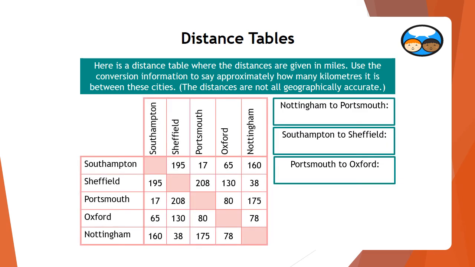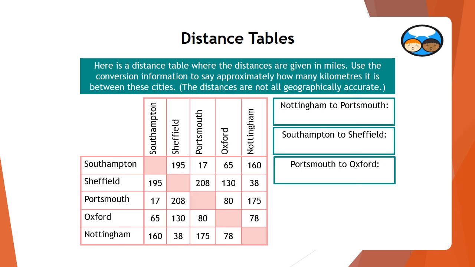Have a look at this table. You remember last week we looked at how to read a table. And this table shows us the distances between different cities. Before we start, quick question. Why do you think some of the boxes have been blanked out? Why are some of the boxes pink?